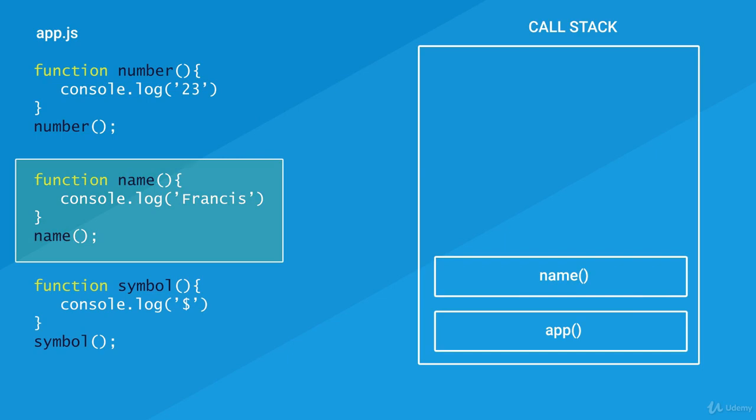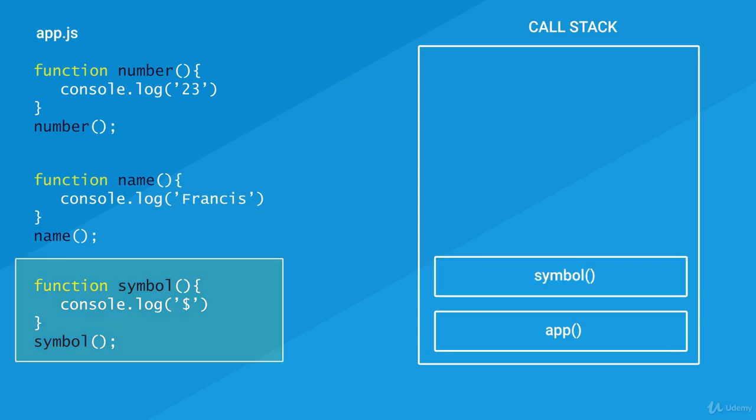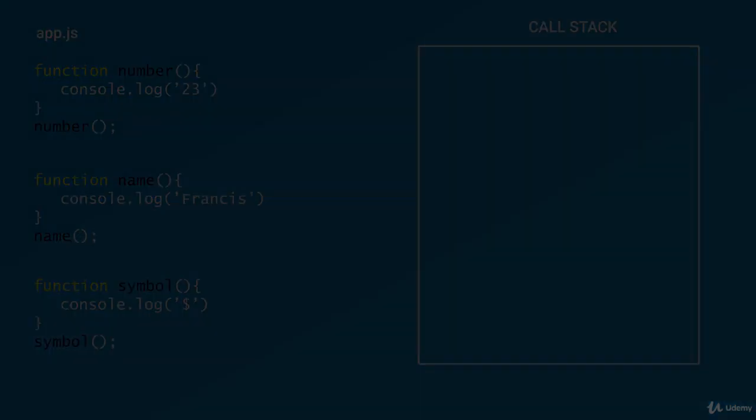Then we have the function name. So it's going to execute and console log Francis, and then it's going to exit name. And then we have the same thing with symbol. It's going to output whatever symbol it's outputting. In this case, just a dollar or currency sign. And then the application is going to exit. And then the app is going to be done. So everything exits. So everything was made in a single line, single thread, everything one after the other. Really simple. Let's see a different example.